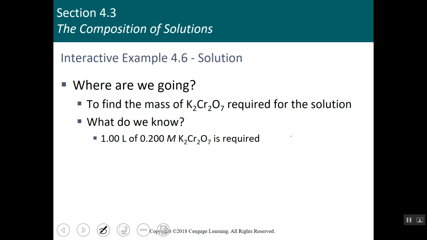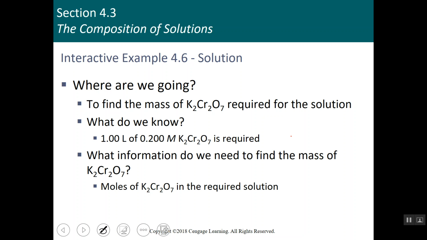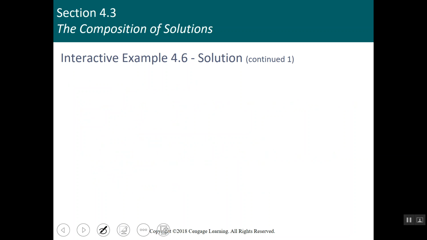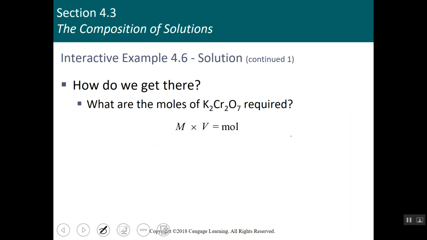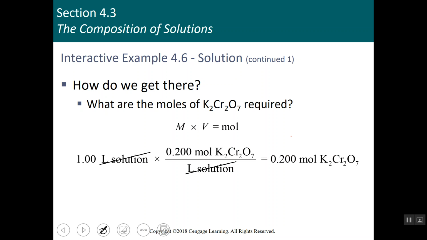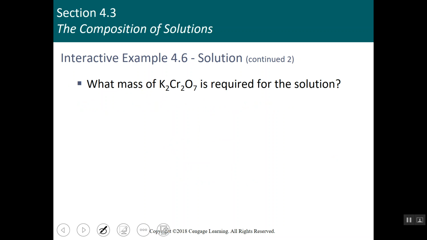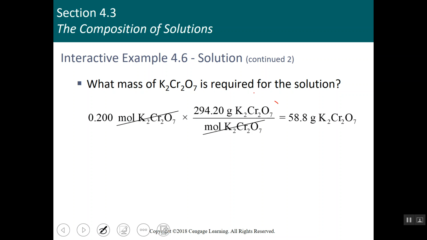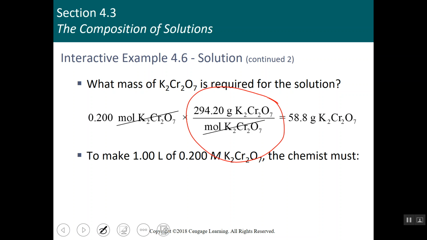What do we know? We know we need 1 liter of 0.2 molar. What information do we have? What do we need to find the mass? We need to know how many moles of potassium dichromate that is. So we're going to take molarity times volume. So there's molarity, again, written kind of funny, and then liters. So we need 0.2 moles of potassium dichromate. We're going to use the molar mass of potassium dichromate to figure out how many grams we need.